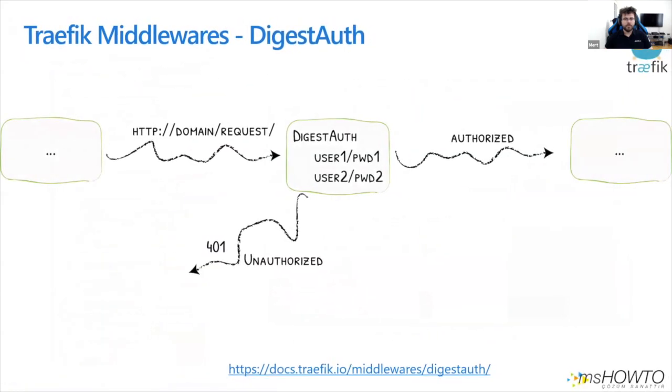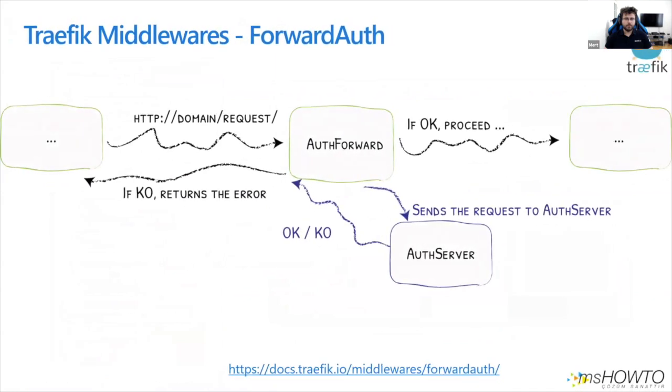Another authentication type is digest authentication. In short, it looks the same as basic authentication, but basic authentication uses base64 encoding, which is easily reversible, while digest authentication uses hashing. And another authentication type is forward authentication, which lets us forward the authentication request to a third-party authentication server.